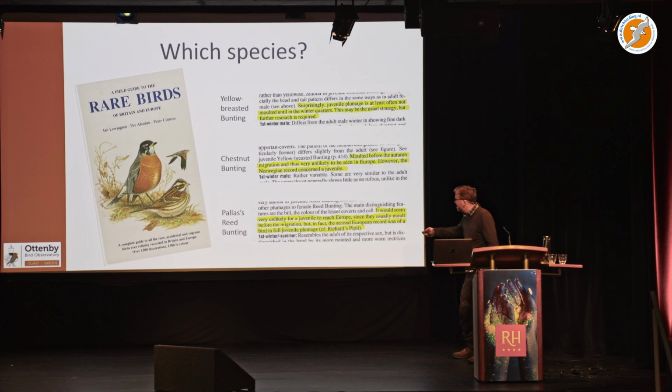And what he doesn't mention here is that actually the first individual in Europe concerned an adult bird in autumn, and that one was also unmolted. So both of the two records of Pallas's reed bunting by then concerned birds that had not performed any molt yet.